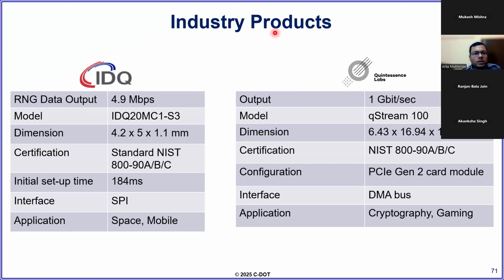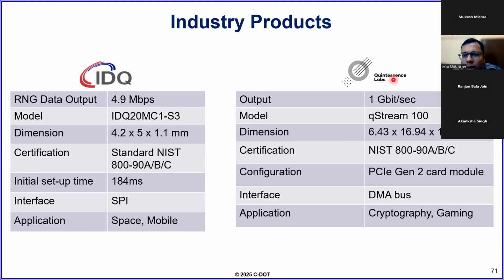Then in industry, we have two products, from IDQ and Quintessence Labs. This IDQ RNG is what we are using in our system. You can see that the RNG data output is around 4.9 Mbps. It is a very small chip, as you can see from the chip size, and it is NIST certified.